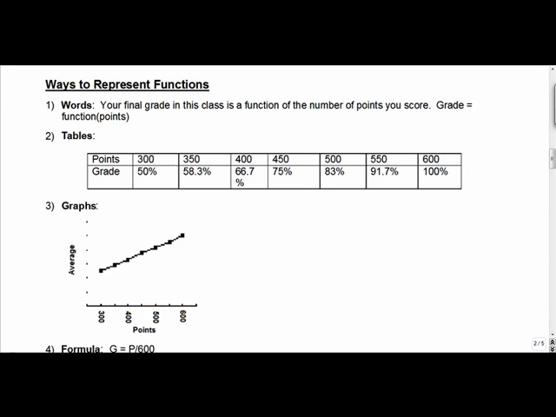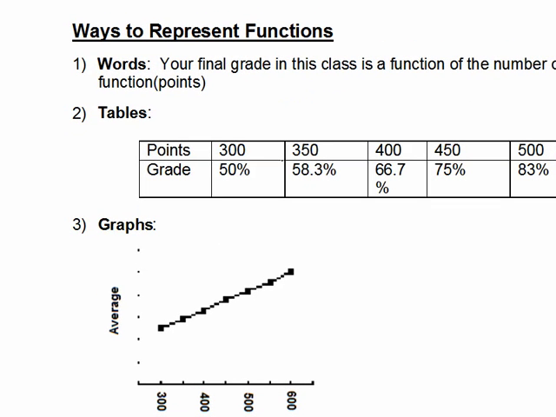So the first situation is going to be words, and that's the way I'm going to actually explain the situation. Your final grade in this class is a function of the number of points you score. So your grade is a function of points. G is a function of P. So we could talk about a function in terms of words.